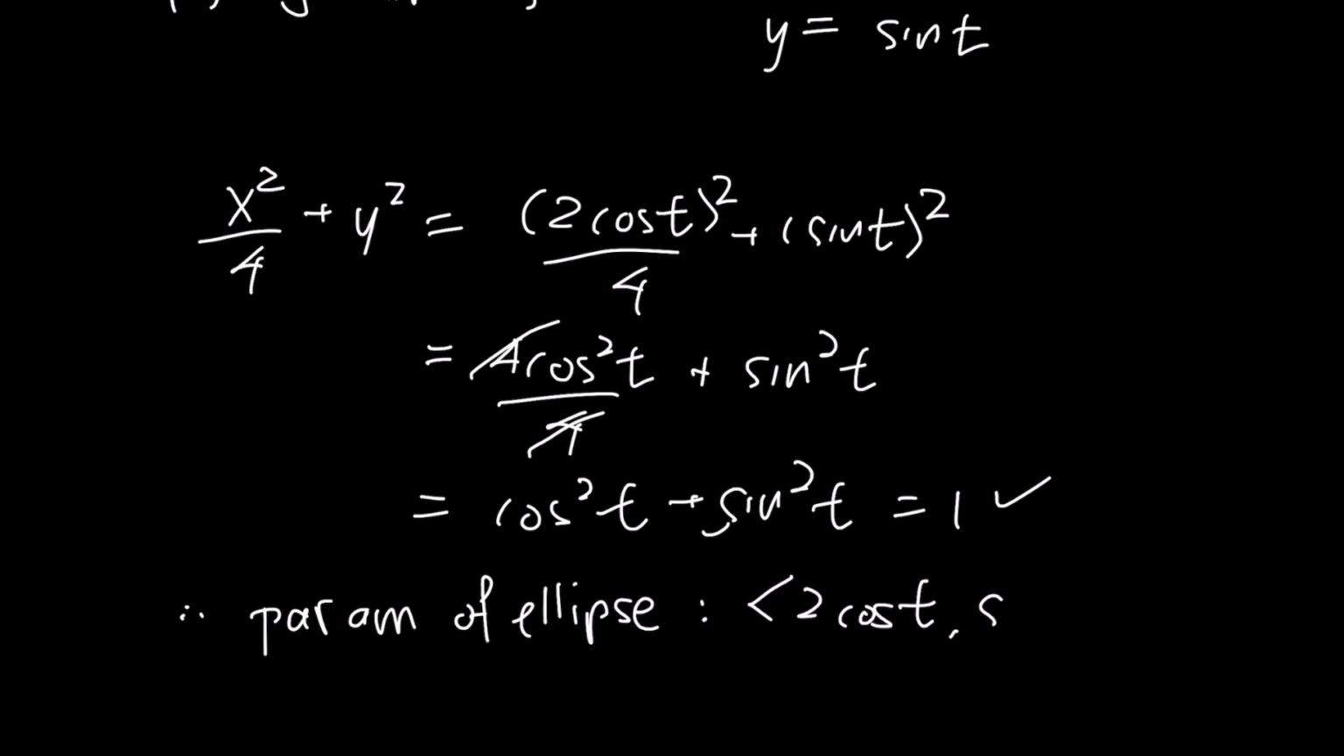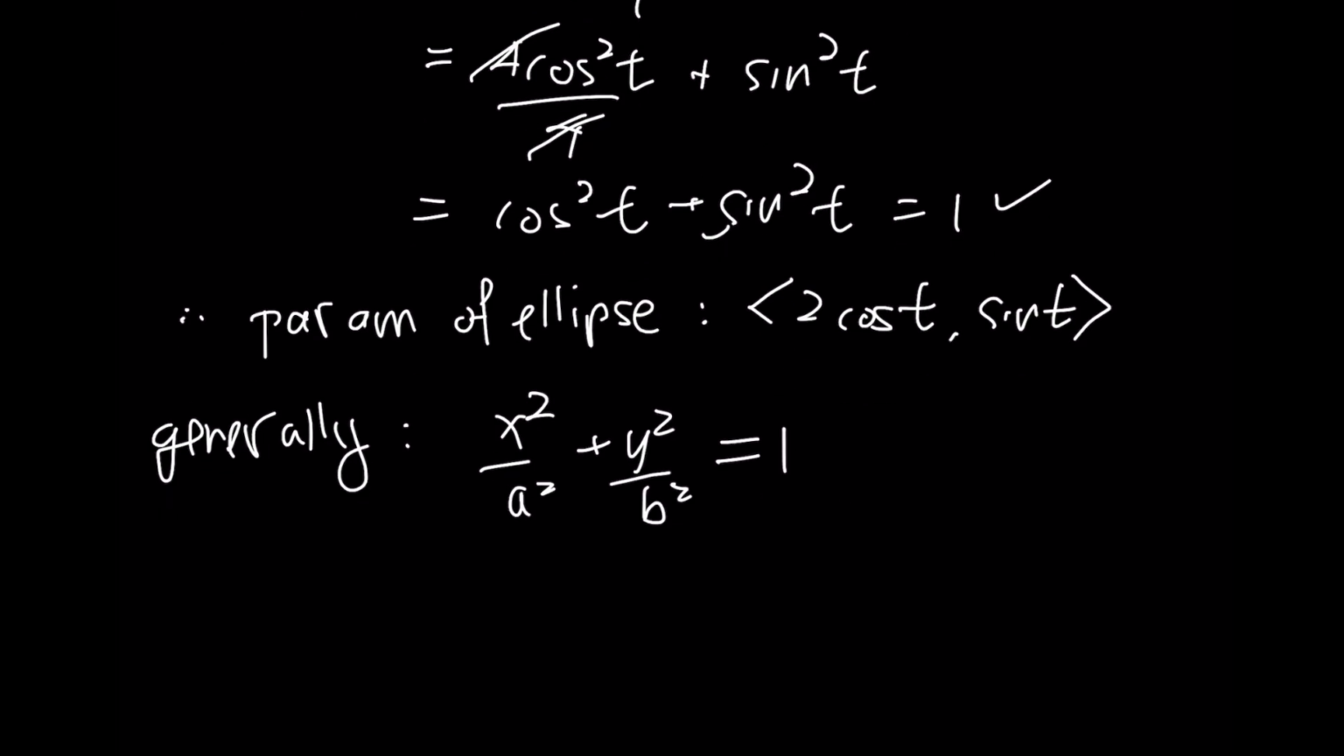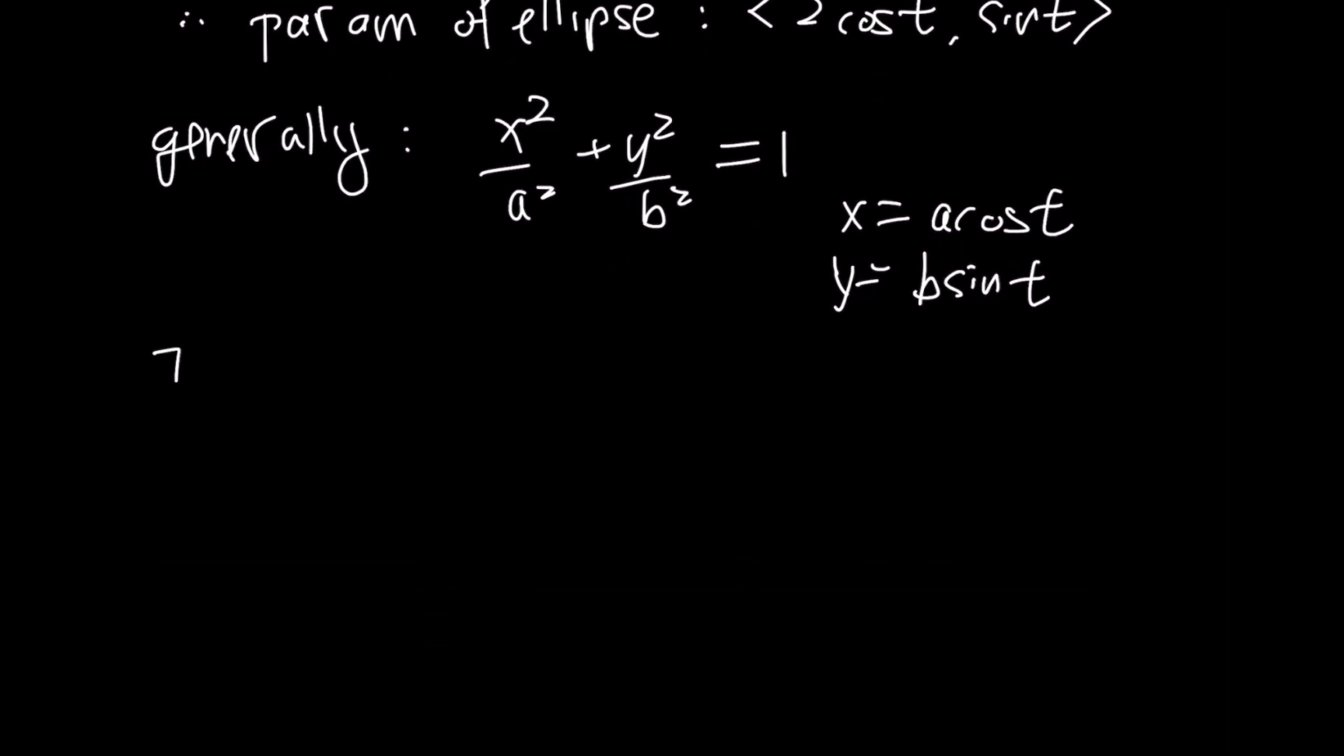Now, generally, when I have an ellipse, x squared over a squared plus y squared over b squared is equal to 1, this parameterization will work: x is equal to a cosine of t, y is equal to b sine of t. This will always generate the parameterization I need. We want to try to generalize these parameterizations to R3.